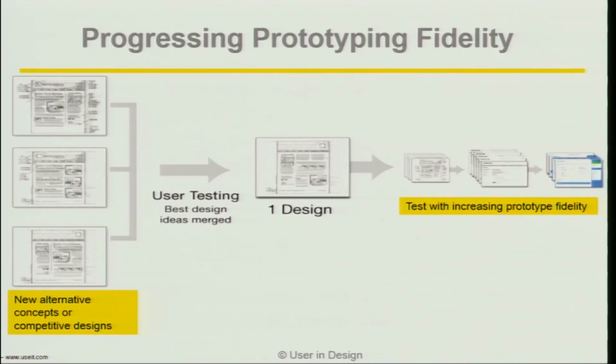So the ideal way to do it is, if you have alternative concept or competitive designs, right? You have these 3 and you do the testing with all the 3 and emerge with the best design, okay? Where you take the different features and collate it into one good concept.